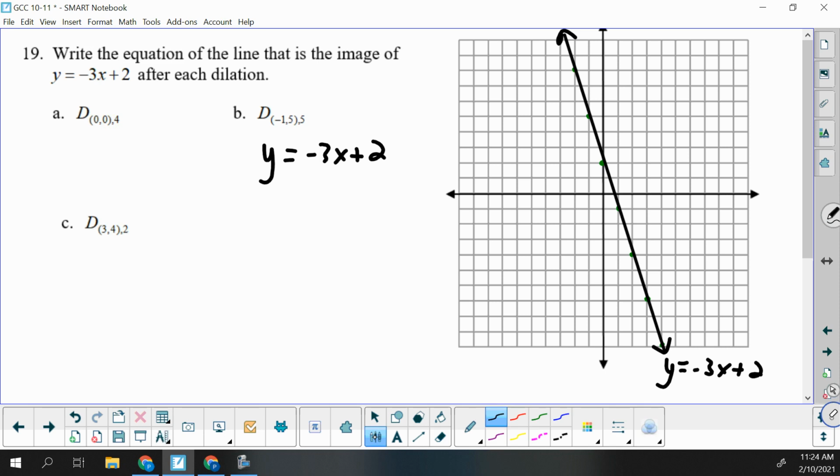So let's take this point right here and compare it from 0, 0. From 0, 0, we went right 1, down 1. Well, we now want to be 4 times that. So from 0, 0, we're going to go right 4 and down 4.